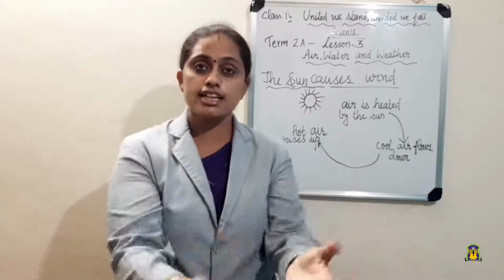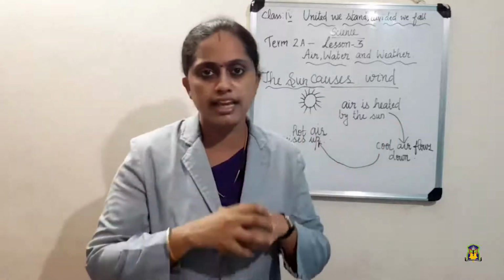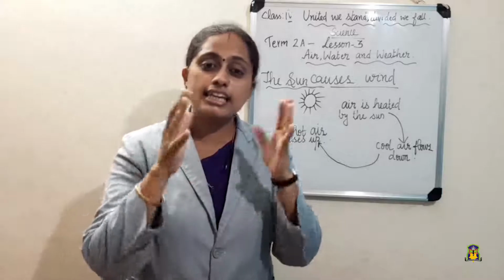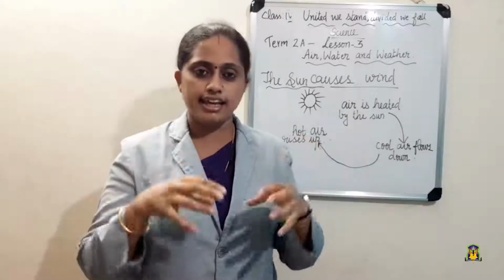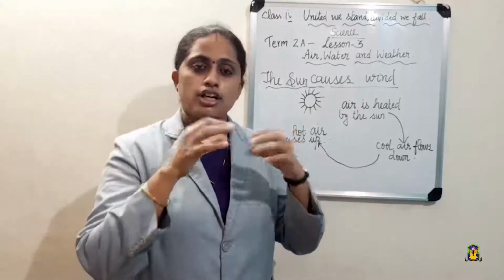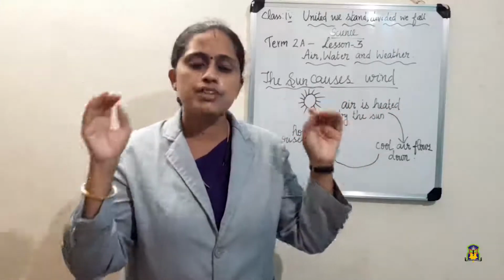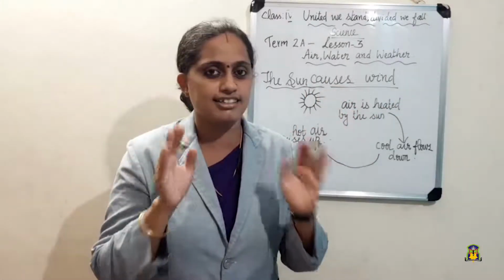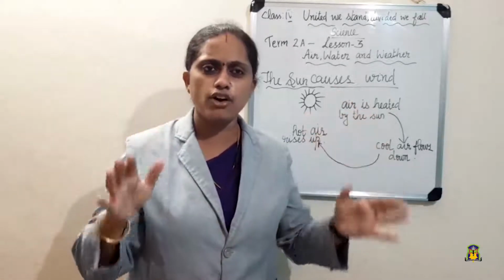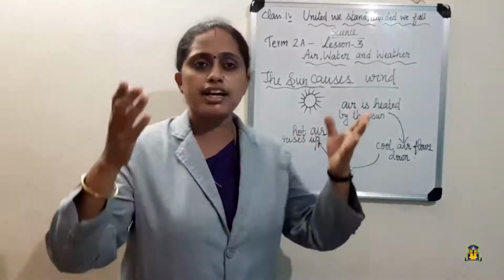Yes, the sun heats the air near the land. So all around us we have air, isn't it? So what will the sun be doing? The sun heats the air near the land. Then after that, what happens? Yes, the hot air spreads, and after spreading, it becomes very light. So this light and hot air rises up.